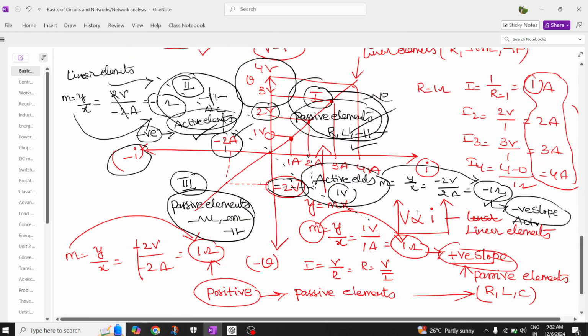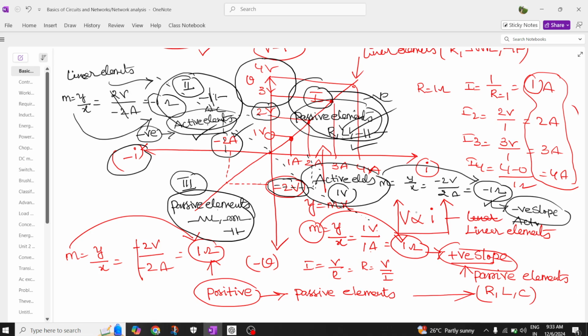This quadrant operation is on the current and voltage axis. So in this they behave like this. When you see an element in the first quadrant and third quadrant, those elements are passive elements. What are passive elements? Resistor, inductor, capacitor. If you see elements in the second quadrant and fourth quadrant, those elements are active elements. What are those active elements? A generator or a battery.